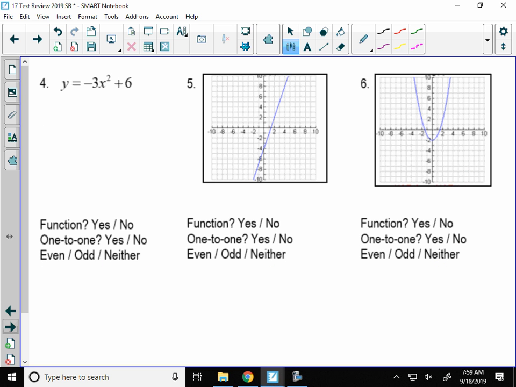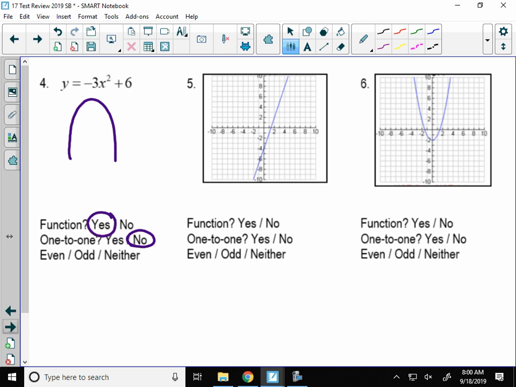Number 4, having equations. We have to think a little bit carefully about the exponents. First of all, is this a function? Well, think about what you know about parent functions. The x squared means you're a parabola. So this is going to be a parabola that looks something like this. It is going to be a function because it would pass the vertical line test. Is that parabola 1 to 1? No, because it would fail the horizontal line test.